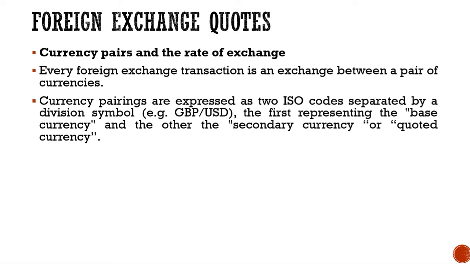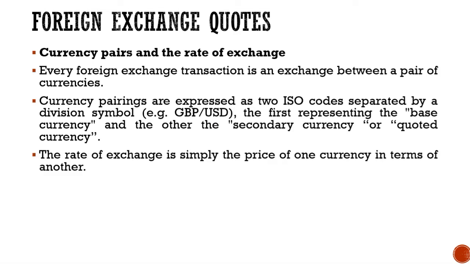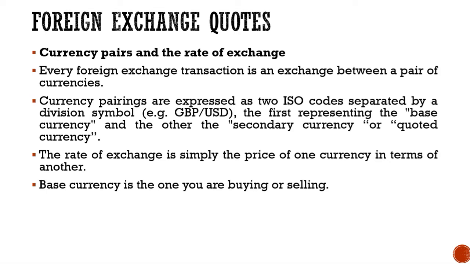For example, the Great Britain pound slash USD. The first represents the base currency and the other the secondary currency or the quoted currency. So always remember, an exchange rate quote will always be given in two names or in pairs of currency. The first is called the base currency and the other one is called the quoted currency. The rate of exchange is simply the price of one currency in terms of another. The base currency is the one you are buying or selling.